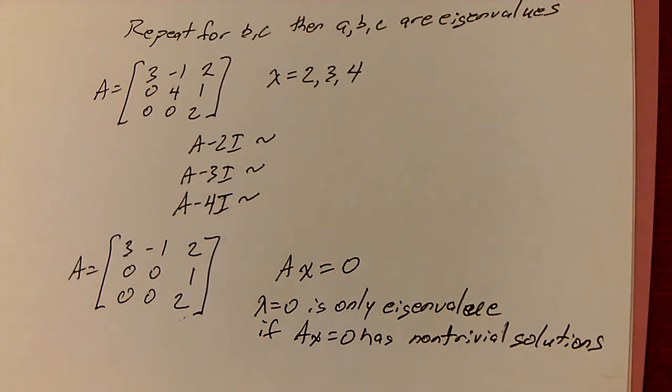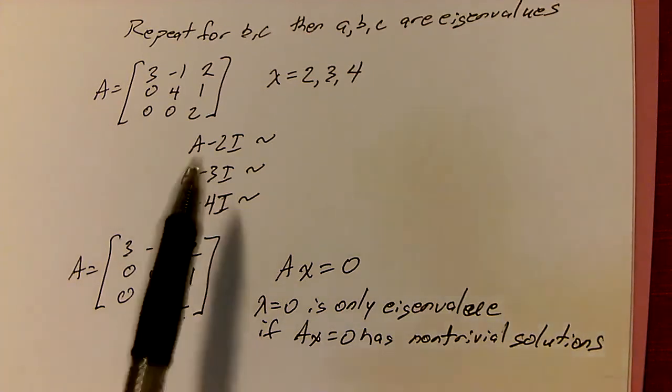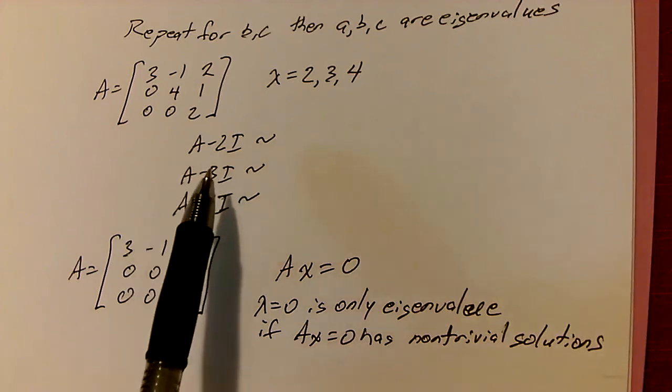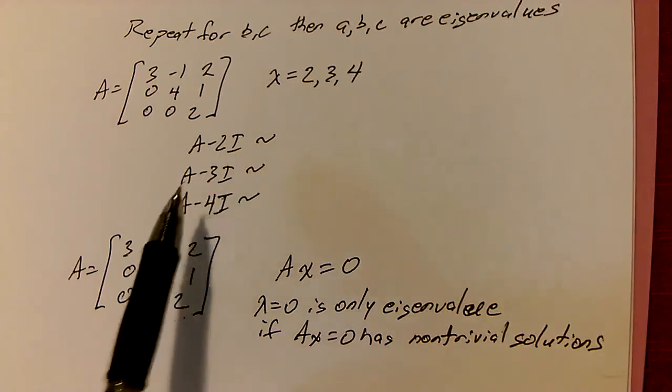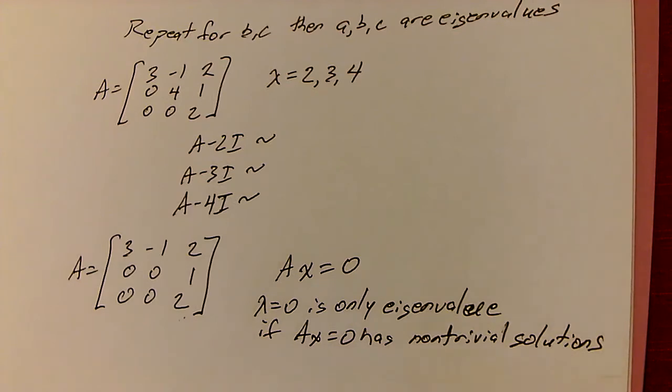So if you're given an eigenvalue that's possible, you do A minus lambda I, row reduce it. That'll help you find the vectors. If you're given an eigenvector, you multiply A times the vector, and that will determine if that is a multiple.